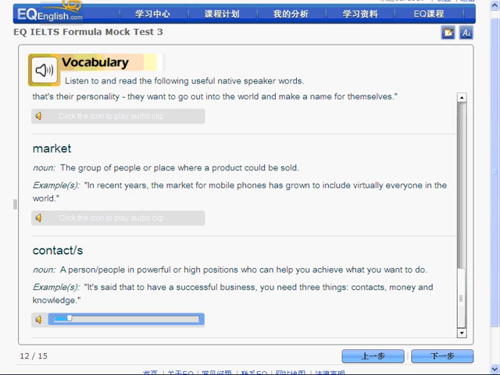Contact or contacts. Noun. A person or people in powerful or high positions who can help you achieve what you want to do. It's said that to have a successful business, you need 3 things: contacts, money, and knowledge.